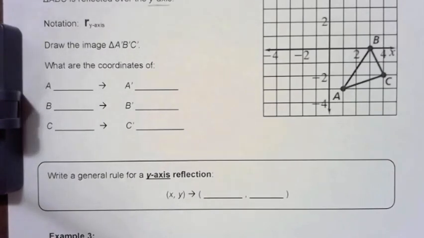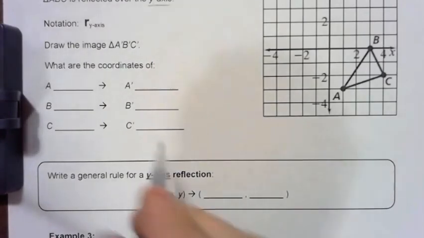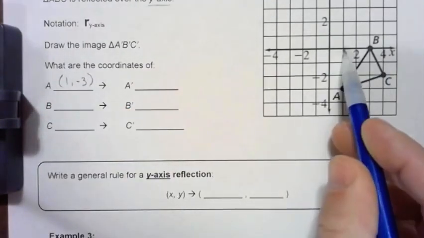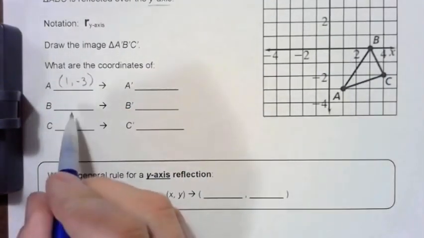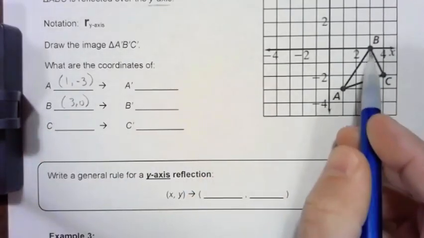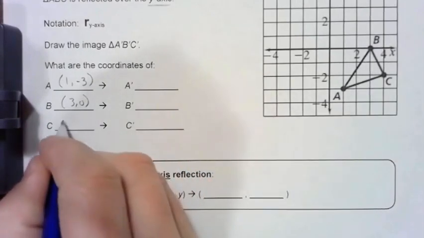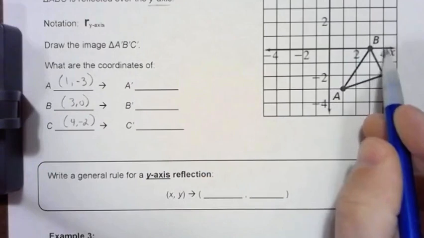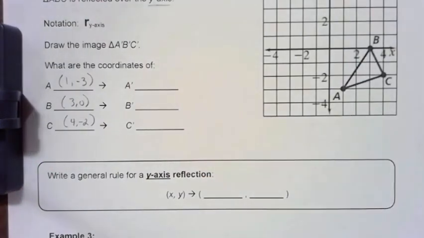So looking at our triangle again, point A is located at 1, negative 3, 1 unit to the right and 3 down from the origin. Point B is located at 3, 0, which again was right on the x-axis. And point C was at 4, negative 2, 4 units to the right and then 2 down. Okay, let's reflect over the y-axis.